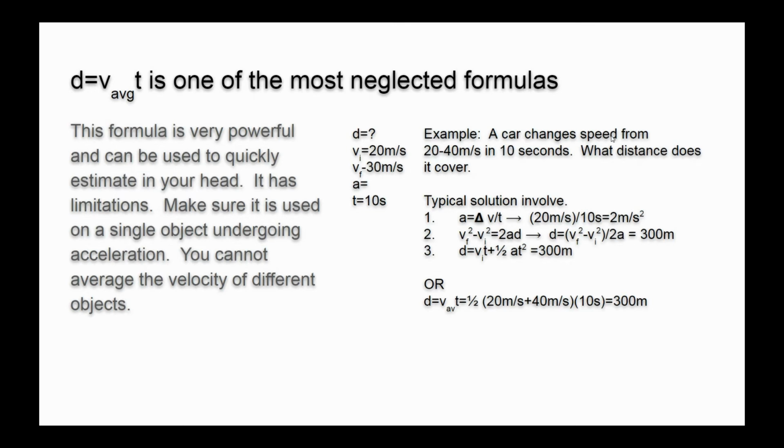So here's an example. A car changes speed from 20 to 40 meters a second in 10 seconds. What distance does it cover? Well, a typical solution would be calculate acceleration, then you would put it into either the v_f² minus vᵢ² equals 2ad equation and get 300 meters, or you'd put it in this equation and get 300 meters. But my technique would go, oh, 20 to 40, that's an average speed of 30. 30 for 10 seconds is 300. And that's why this equation is a real rock solid one in your pocket.